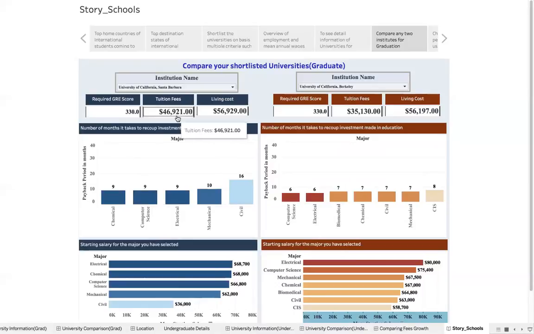So here we can see that the tuition fees for University of California, Santa Barbara is $46,921, whereas for UCB it is $35,130, which is less as compared to the first university. And also the living cost for both the universities is almost the same. This can be because the living cost of California itself is very high, and the living cost does not depend upon the university or the tuition fees. It depends upon the states in United States particularly.